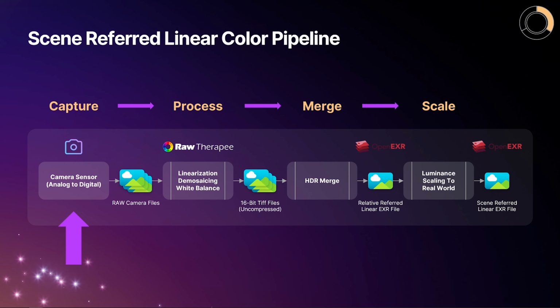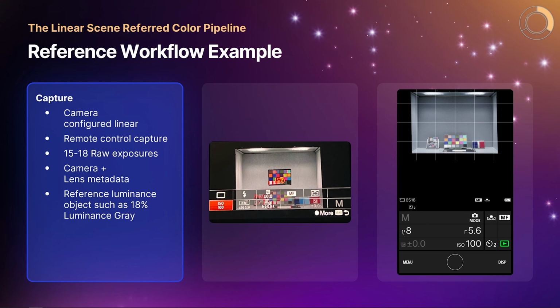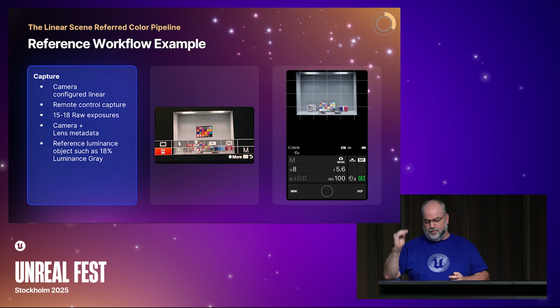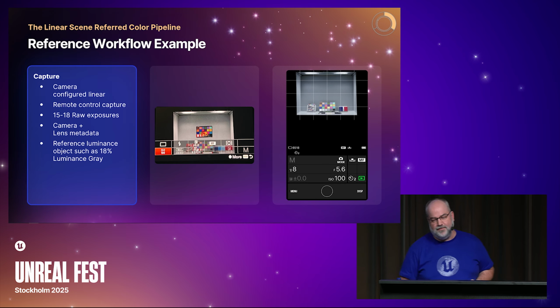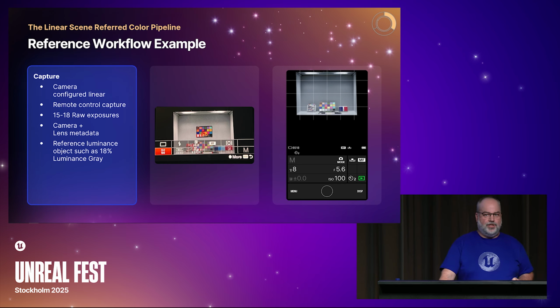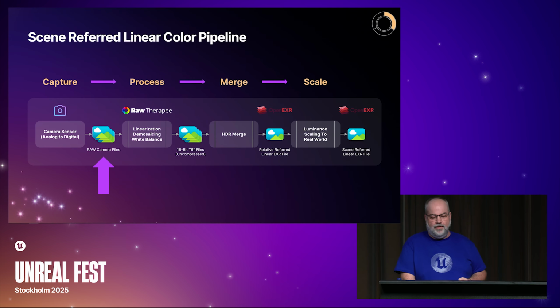So here's how I capture that in the scene referred linear color pipeline. My camera is configured to linear. I turned off all of the fancy stuff. It really wants to make it beautiful for me. It wants to make it this beautiful display mode, right? So everything's set flat. Exposure, the only thing I change when I shoot my brackets is my shutter speed. Everything else is locked down manual. Watch out for dynamic range optimization, for example. It changes your color, right? And that's what we're gonna be really fighting here.